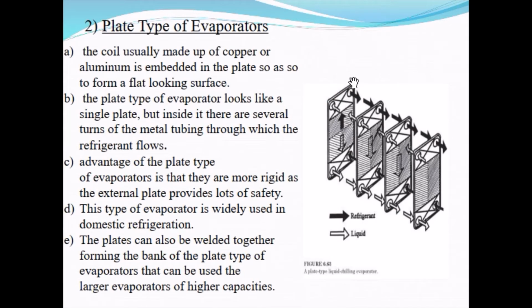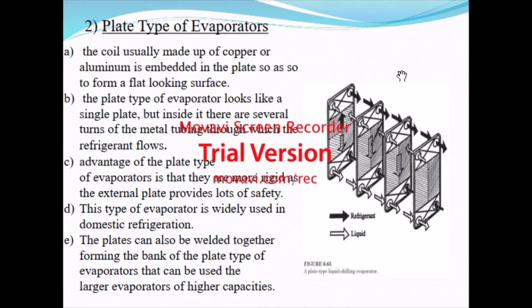And then the second one is very familiar in the HVAC system. That one we call the plate type of evaporator. The coil, usually made up of copper or aluminium, is embedded in the plate so as to form a flat looking surface. Okay, you can see in the figure. The plate type of evaporator looks like a single plate, but inside it there are several turns of metal tubing through which the refrigerant flows.